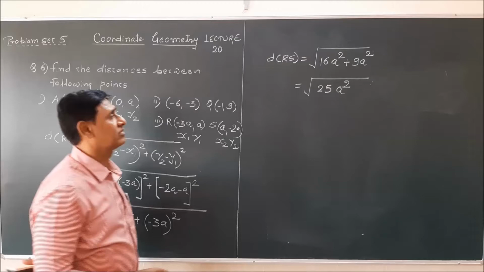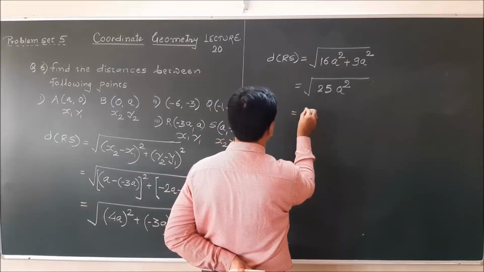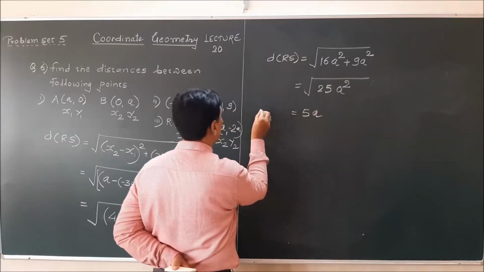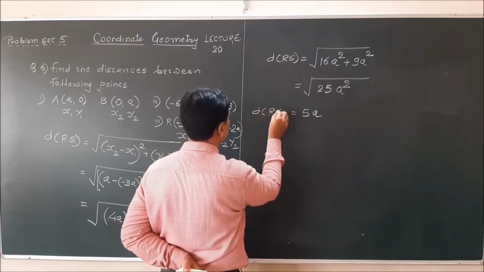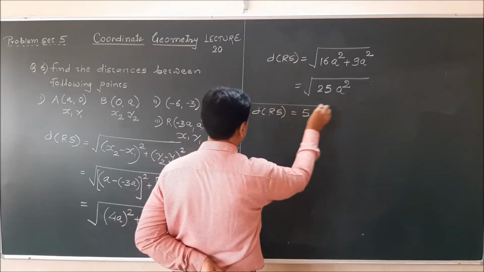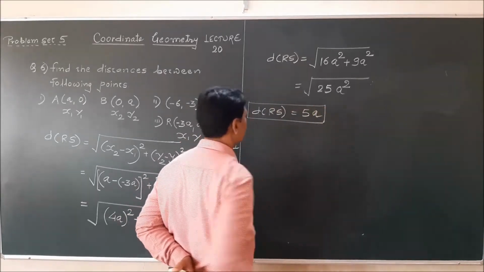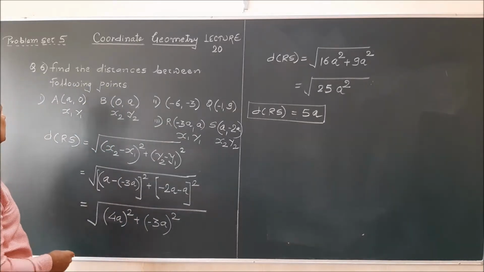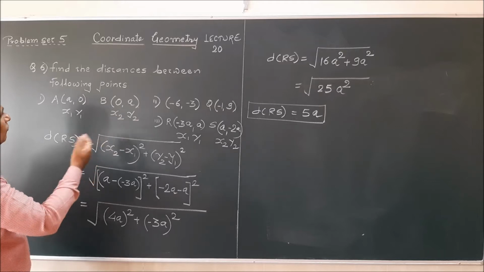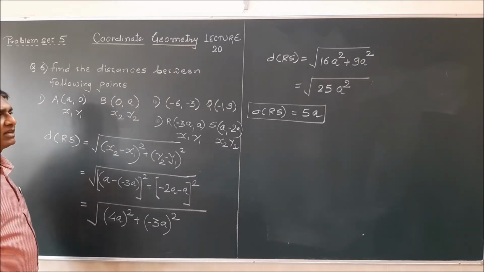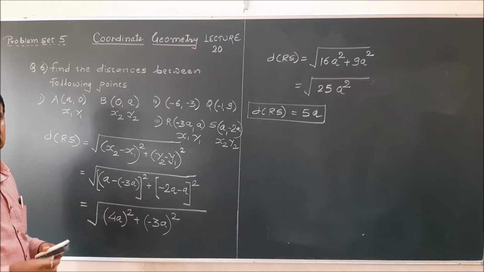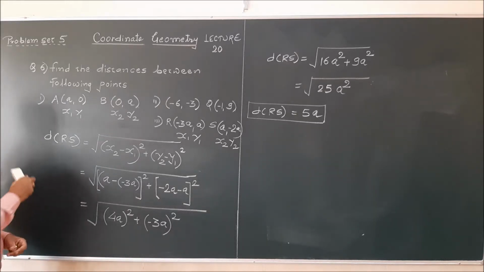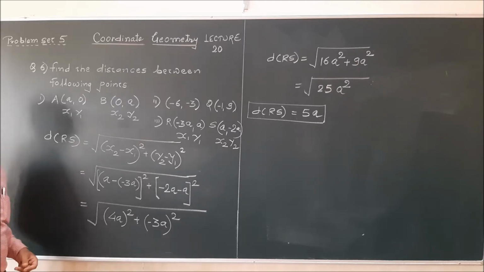Now square root of 25 you all know is 5, while square root of a square is a. Therefore, distance RS is equal to 5. So this is how you will find the distances. Question number 6 asked to find the distances between the following points. We label them as x1, y1, x2, y2, and we got these answers for the distances between these points.